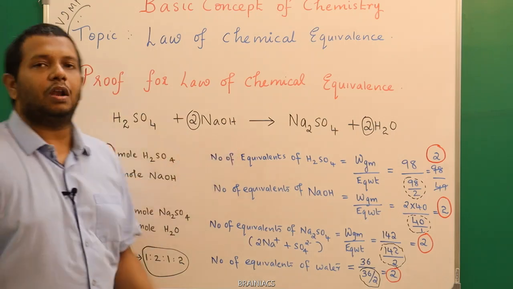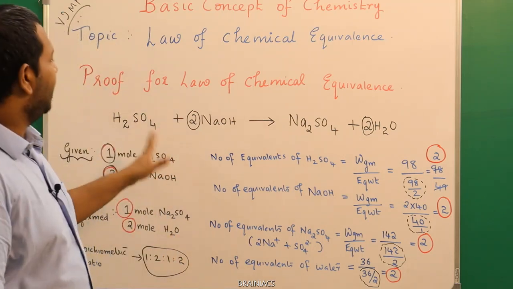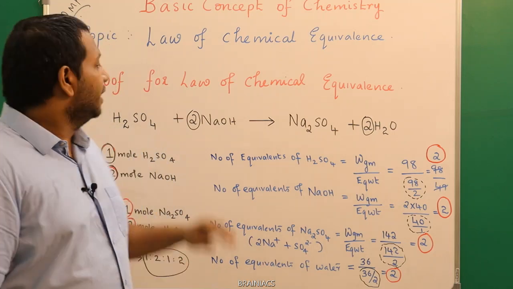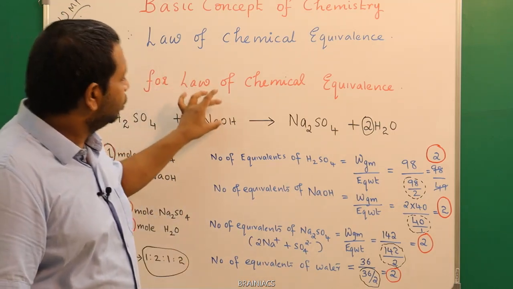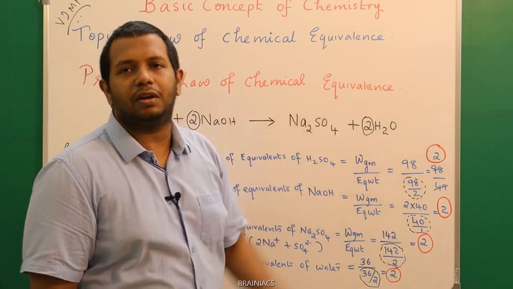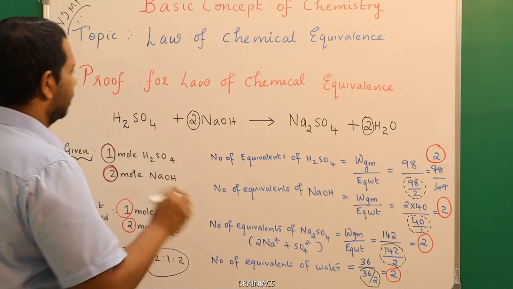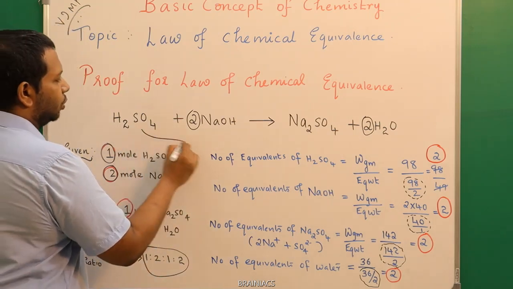Now we are coming to the law of chemical equivalence. What I need to prove before you is, for any reaction, this reaction also, the number of equivalents of this is equal to the number of equivalents of this, is equal to the number of equivalents of this, is equal to the number of equivalents of this. This is what I want to prove. Now we will do it one by one. First we are taking H2SO4.